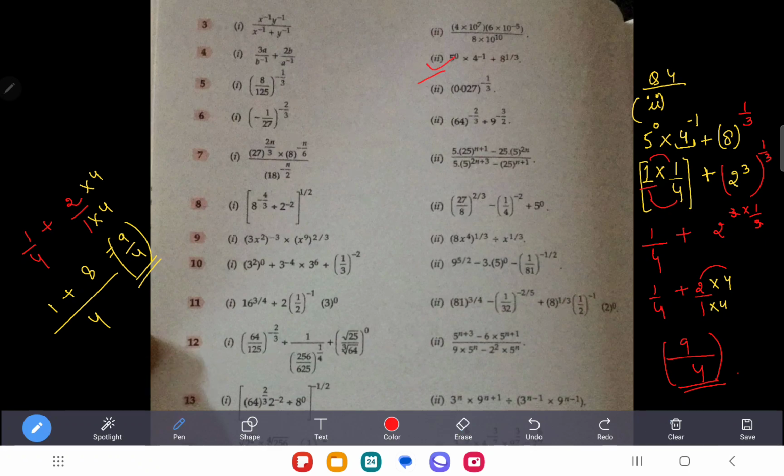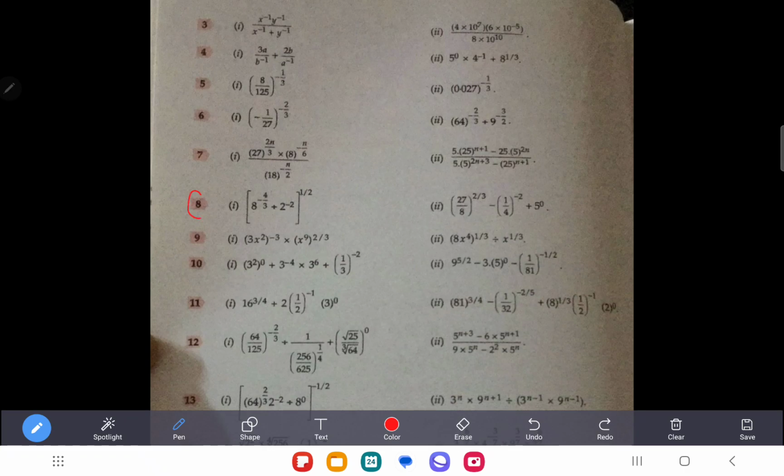Now understand the next question. Let's do question number 8 first. It says 8 raised to power minus 4 over 3 plus 2 raised to power minus 2, raised to power half. It means what? 4 raised to power minus 4 over 3. How do you think you should proceed with this question?